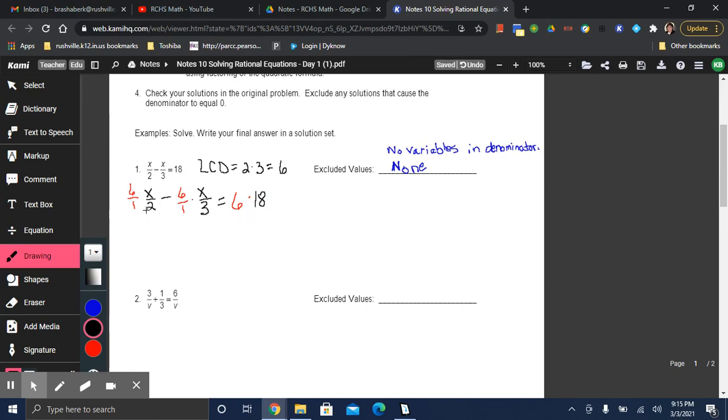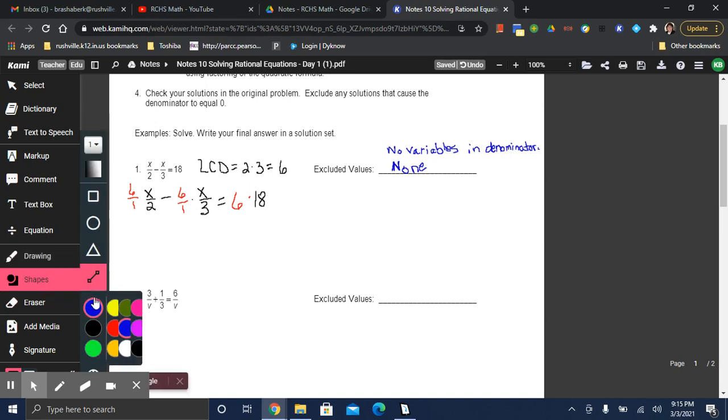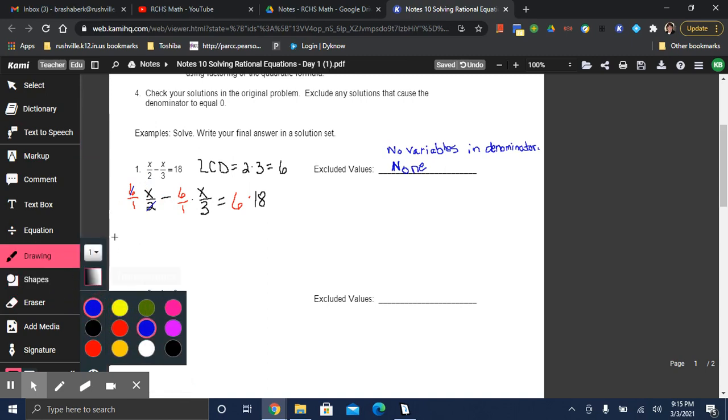All right, now the whole idea of doing this is that we can do some cancellation. So I can cancel this 2 into this 6, and when I do so, 2 will go into itself and give me a 1. 2 will go into 6 3 times. And notice that my denominators are 1, and my numerator then is 3x. And so I don't need to write the over 1, and that's the whole point. I'll get rid of my denominators. So 3x is what I get from this.